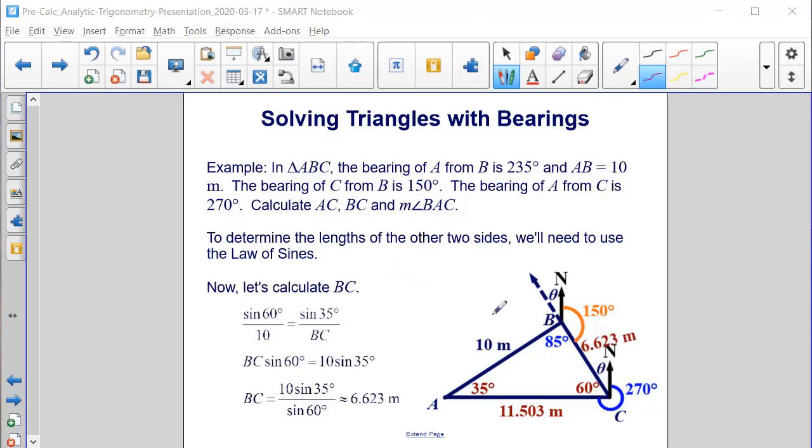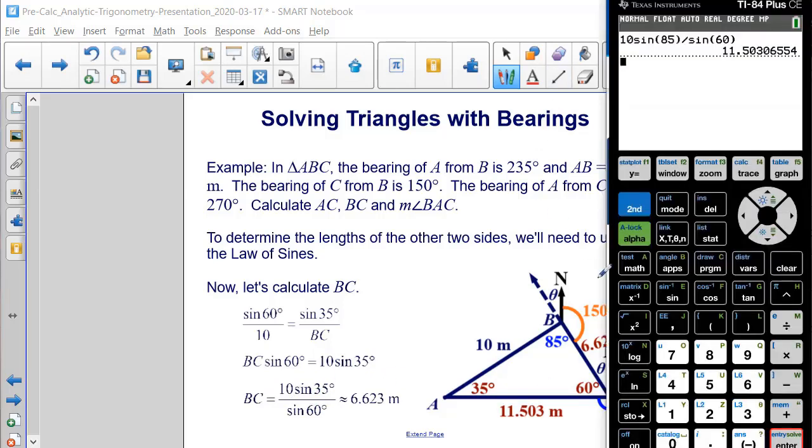Now let's calculate the length of BC. So again, we know that angle BCA is 60 degrees, and we know the side opposite it is 10 meters. So we have sine of 60 over 10 is equal to the sine of 35 degrees over BC. If we cross multiply, we get BC times the sine of 60 is equal to 10 times the sine of 35. And if we divide both sides by sine of 60, let's calculate it.